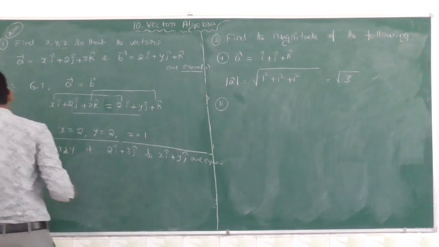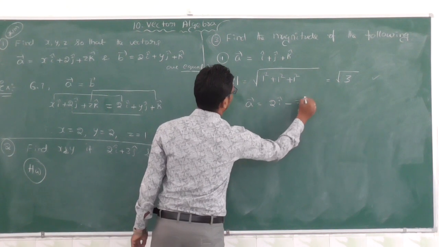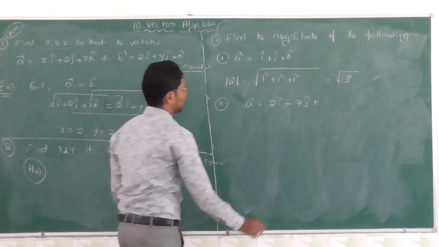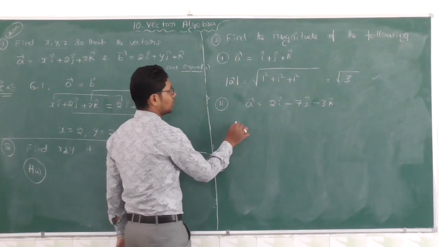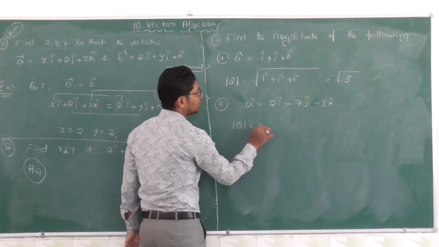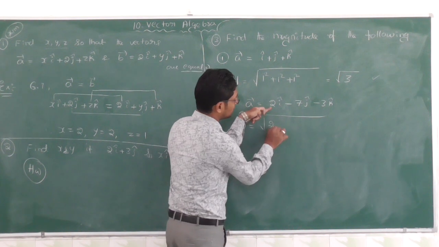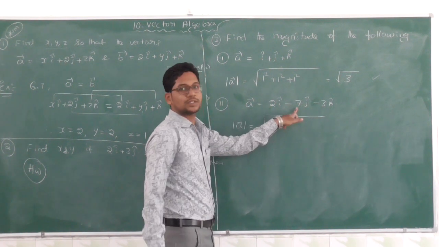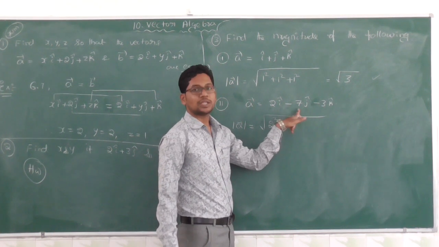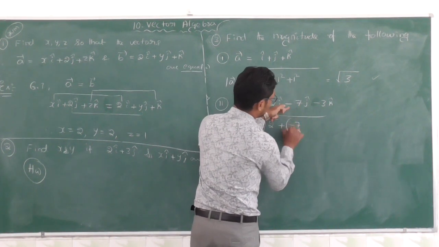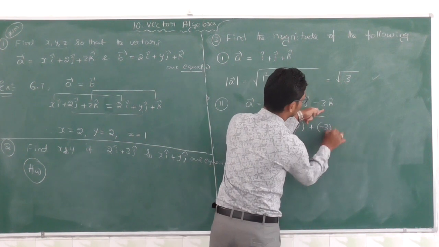Next, the second one: A vector equals 2i minus 7j minus 3k. Now, how to find the magnitude of A vector? Square root of i component 2 square plus j component. It is not 7, we have to take minus 7. J component is minus 7, so minus 7 whole square, plus k component is what? Minus 3, minus 3 whole square. That's it.